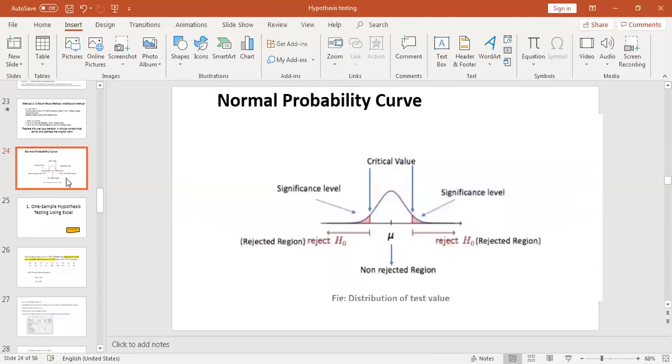So in the next video, look at this one. This is the normal probability curve. Here, this is the non-rejected area. This side we have the 0.05. This we will explain in the next part of the video as well. Just have an idea that this is the rejection area and this is the accepting area. Okay, non-rejection region and rejection region.